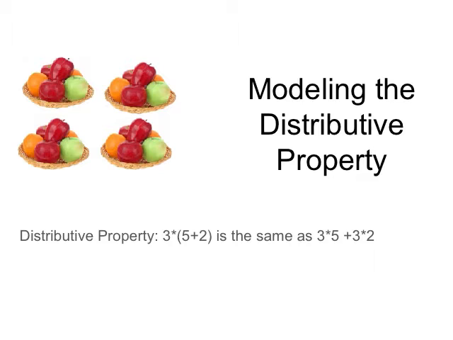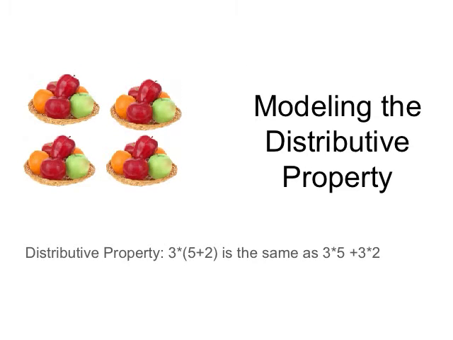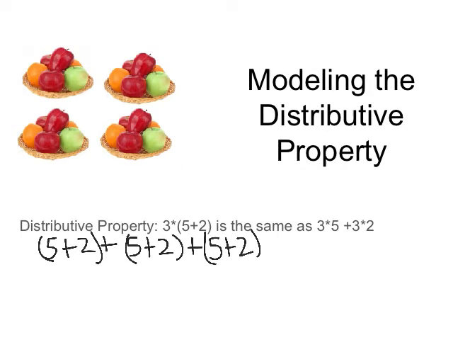The distributive property, which is something that should feel right to you, although you may not have seen it written this way before, says that if you take 3 times a quantity in parentheses, like 3 times 5 plus 2, so basically you're taking 3 groups of 5 plus 2, that's the same thing as having 3 5s added together and then 3 2s added together. It's just kind of a different order of doing things.